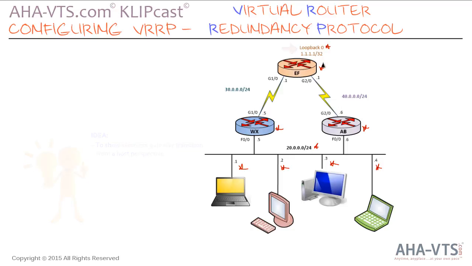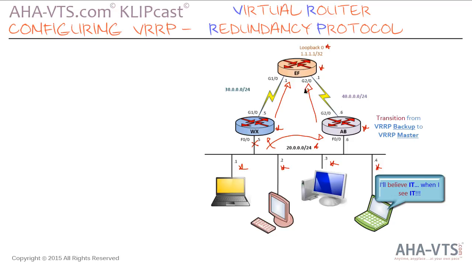So first off, traffic should flow from our host towards router WX because that will be our VRRP master. And the traffic should go towards router EF and then hit loopback 0. I'll then go ahead and shut down the FastEthernet interface on router WX on the subnetwork, and hopefully and transparently, the traffic will begin to flow towards router AB, then towards router EF, and then hit our loopback 0.